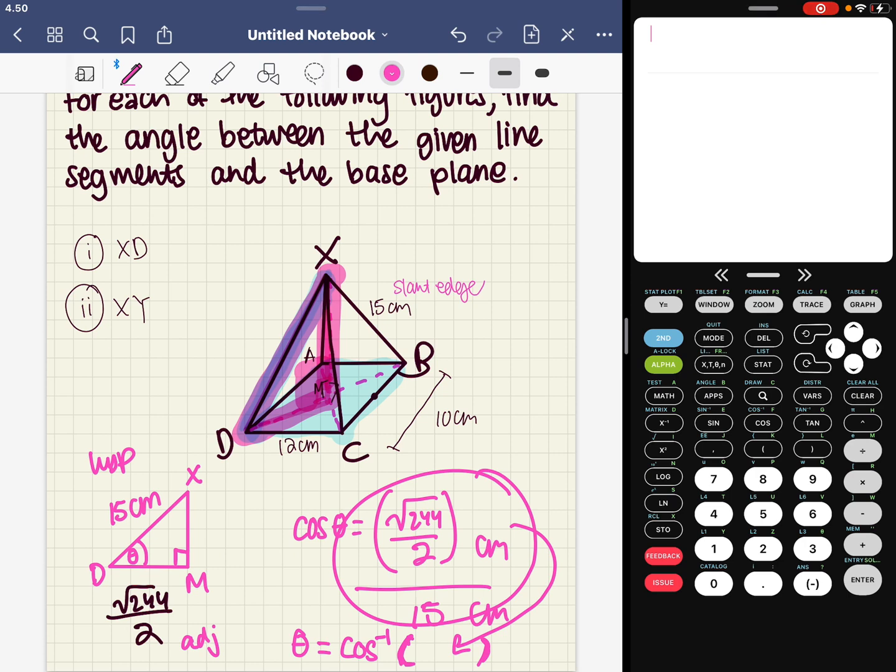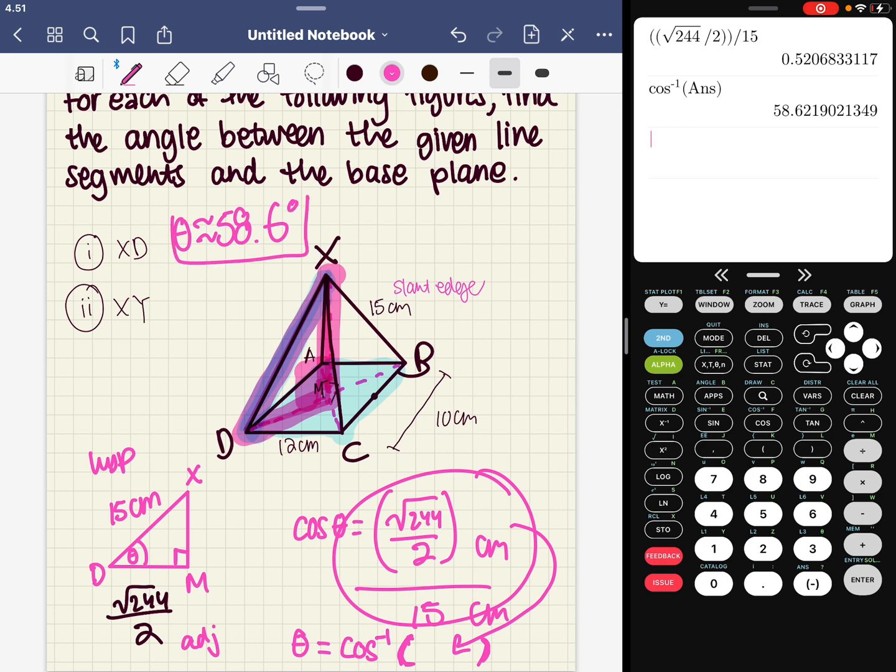What I suggest is doing the inside first. So let's do the square root of 244 divided by 2. Actually, we're going to do everything here divided by 15. Okay, and then we're going to do cosine inverse, and here's a shortcut: second button and then the minus button, that's your answer. So theta is approximately 58.6 degrees, to 3 significant digits, and that's it. All right, see you guys.